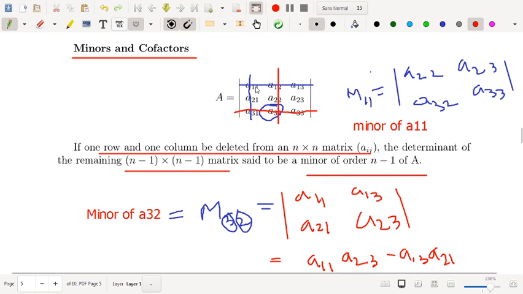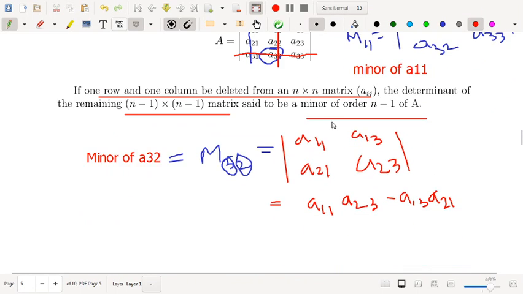How many minors can you calculate in a third order determinant? As there are 9 elements, you can calculate 9 minors for this determinant. If you are dealing with a second order determinant, there will be 4 minors. If you are dealing with a fourth order determinant, there will be 16 minors. Okay, clear?